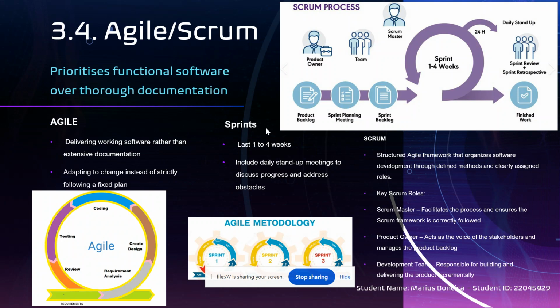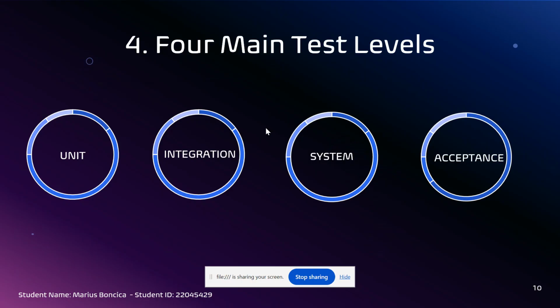The structured agile framework that organizes software development to define methods and clearly assign roles is called Scrum, and the Scrum roles are Scrum Master, Product Owner, and Development Team. The Scrum Master facilitates the process and ensures the Scrum framework is correctly followed. The product owner acts as the voice of the stakeholders and manages the product backlog. The development team is responsible for building and delivering the product incrementally.